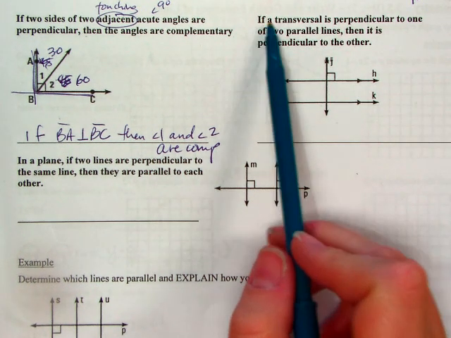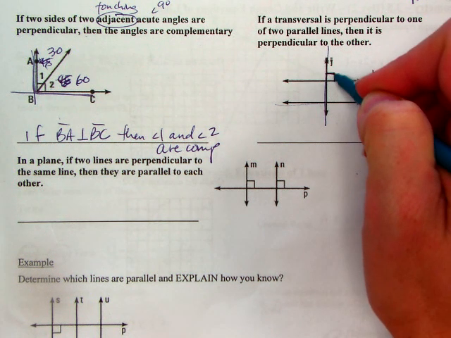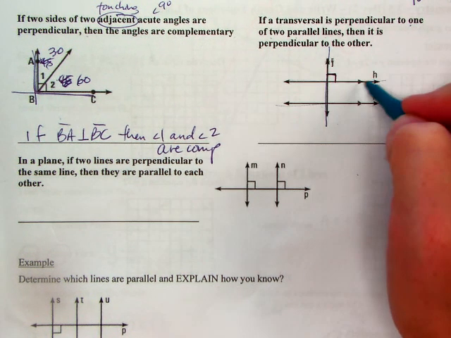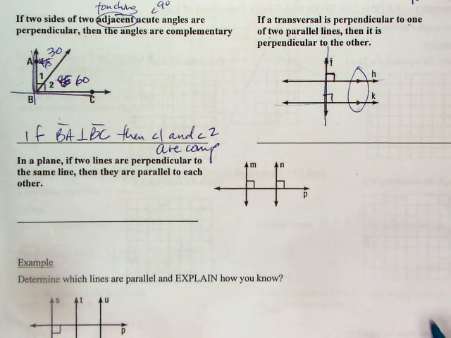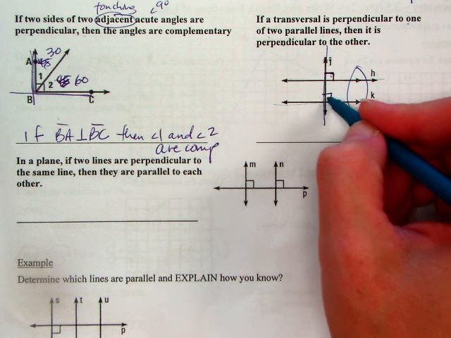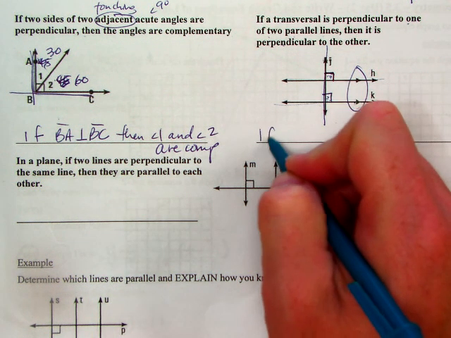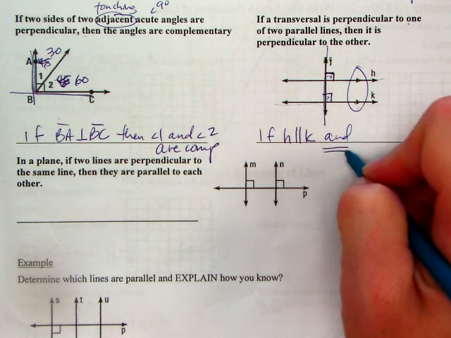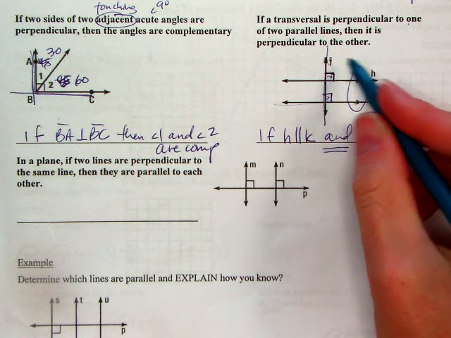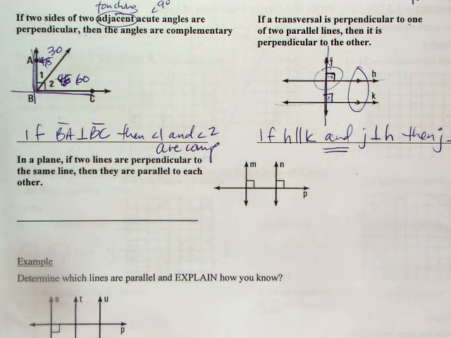Next one says if a transversal is perpendicular. So now we've got 2 things. We're chopping it with a transversal. If a transversal is perpendicular to one of 2 parallel lines, so these guys are already parallel, then it has to be perpendicular to the other. Okay, so that's like corresponding angles. And if these guys are parallel, then the corresponding angles are equal. So if that guy's 90, then that one has to be. So if H is parallel to K, and J is perpendicular to H, that's the one we had that 90, then J is also perpendicular to K. So you get both of them. You kind of get a 2-for-1 deal there.